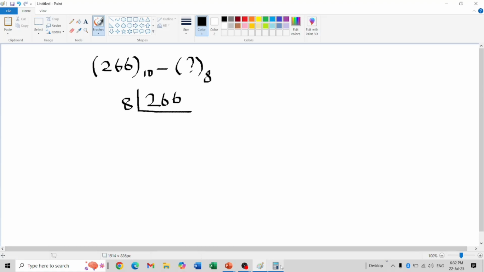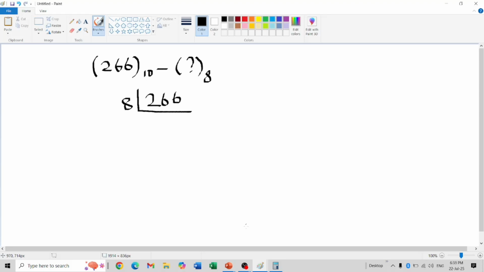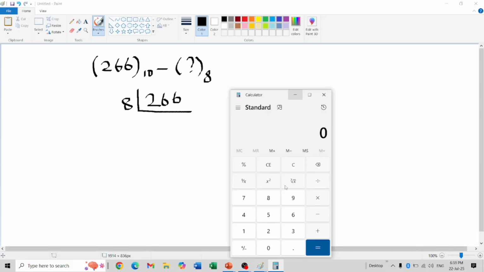Many of my students keep on telling that they are not understanding how to do it in the calculator. I am going to tell you that. When I am taking the calculator here, you have to enter 266 divided by 8. What is the answer? You are getting 33.25. But we can't take the point, right? So what you have to do, before the decimal point, what is there?